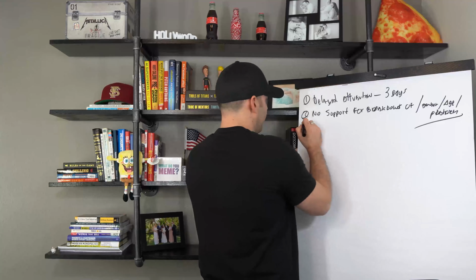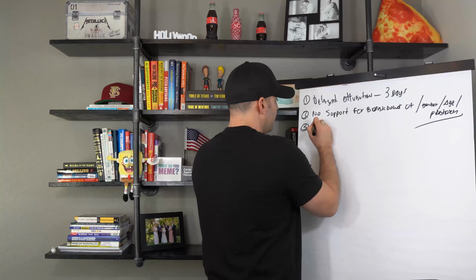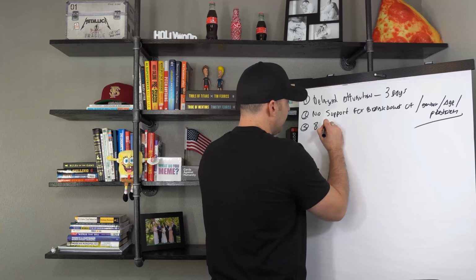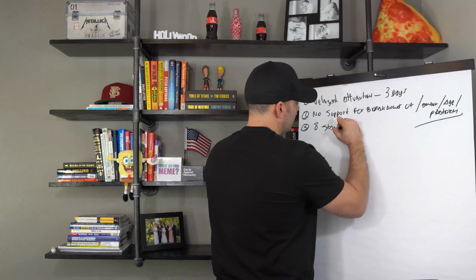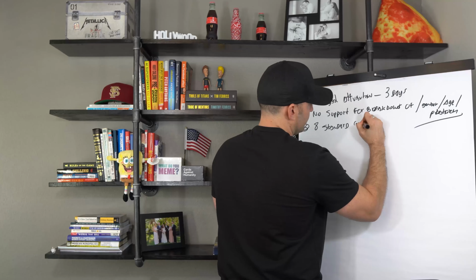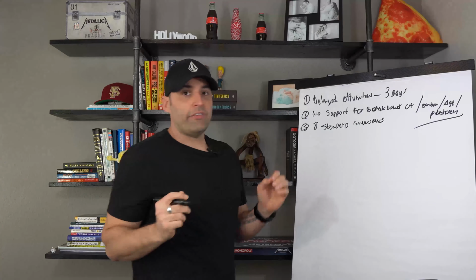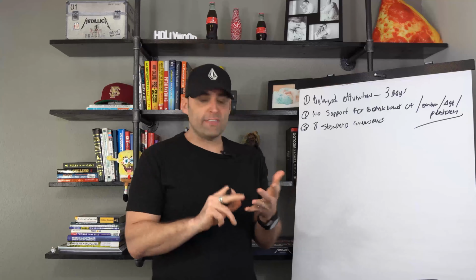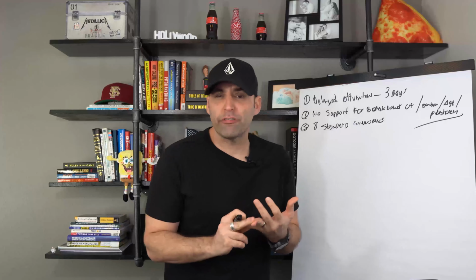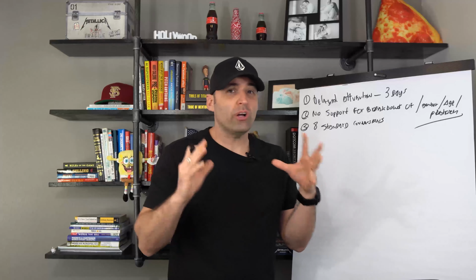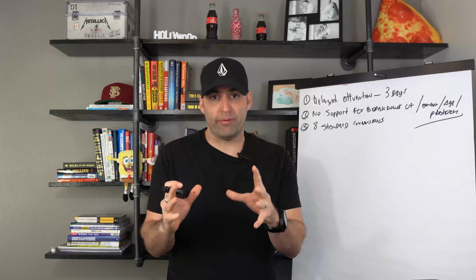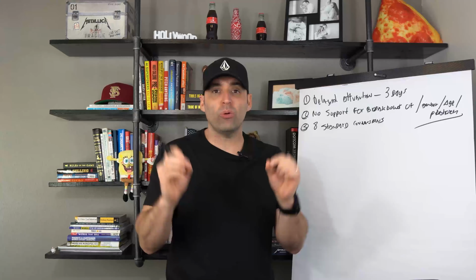The other thing, another one is going to be, you're gonna have access to 8 standard conversions. Meaning that if you have custom conversions, if you have advanced pixel events that you have set up in your funnels or in your stores, you're only going to be able to track 8 of them. You can change them at any time, but you can only track 8 of them.